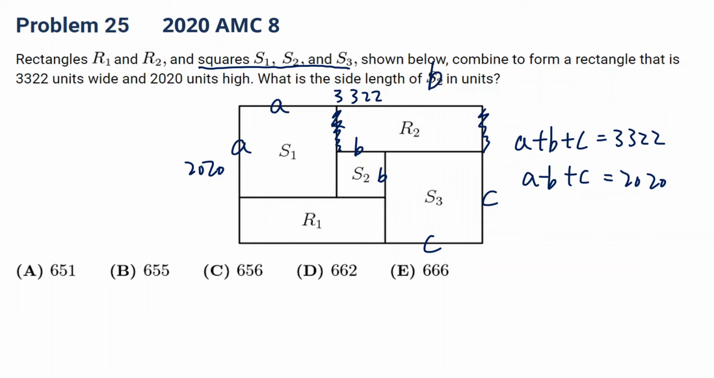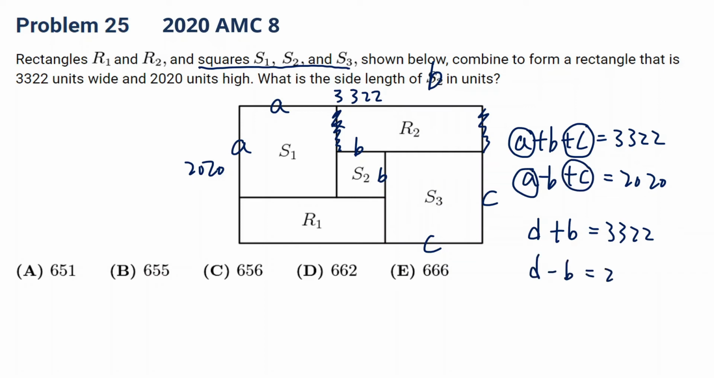So we have seen these kinds of questions before, I guess. Here, if we put another name for A plus C, say, D, so D plus B is 3322. And D minus B is 2020. This is something we know how to do. Two numbers added together give 3322, and their difference is 2020. So how to find B?